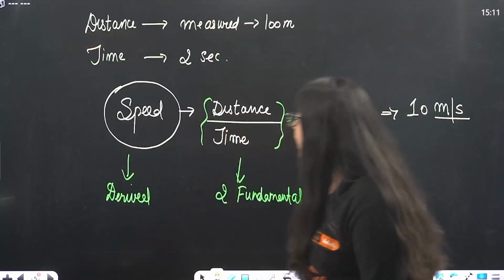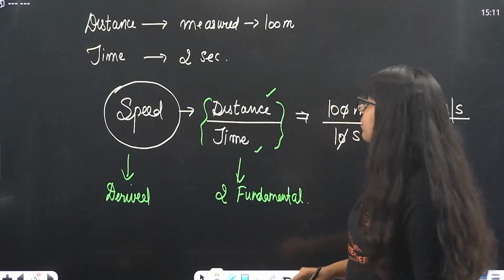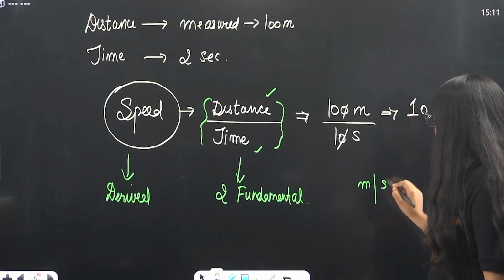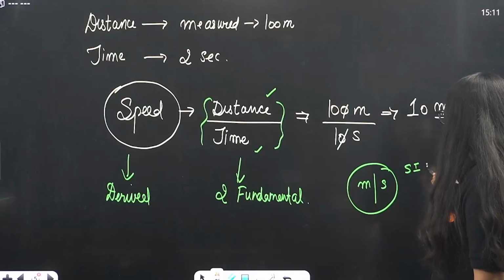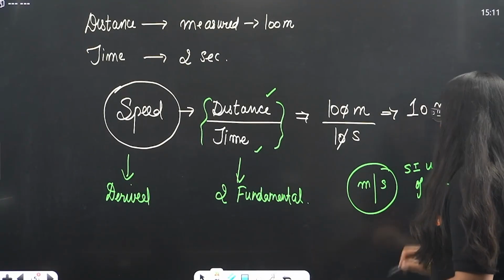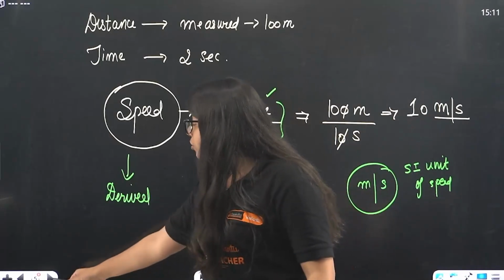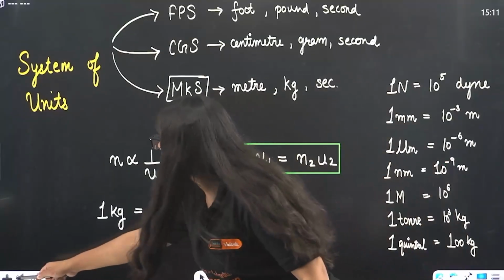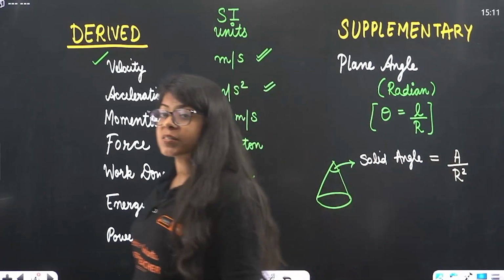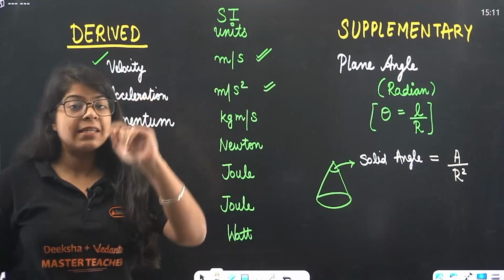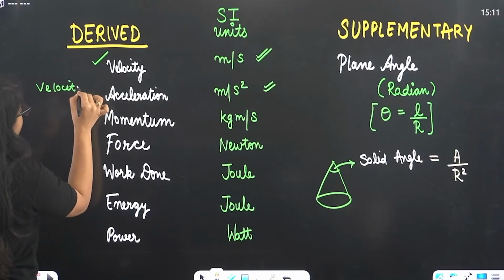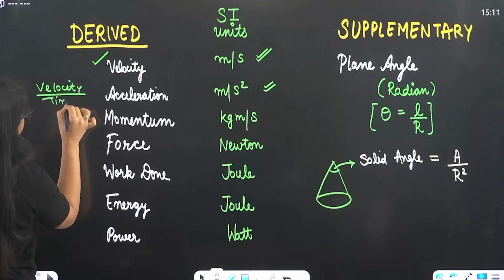Now beta, SI units are meter per second. We just wrote, right? Now the formula is distance divided by time. So distance is meter, time is second. So I can write meter per second as the SI unit of speed. Understood? So we have other derived units as well. What are those? Acceleration. What's the formula of acceleration? Tell me fast. Yes, it is velocity upon time.